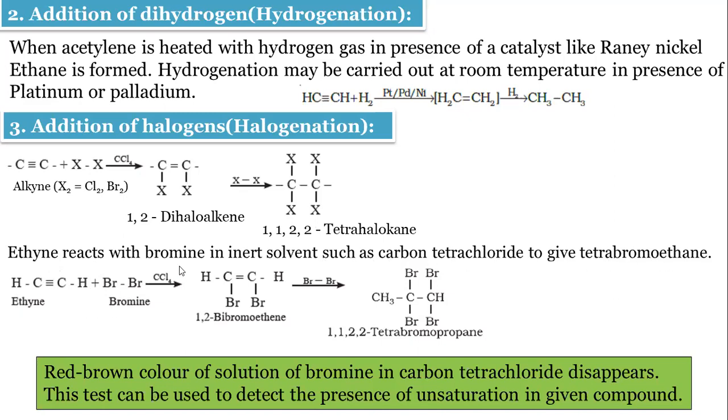So in the first step we get 1,2-dibromo. These two bromines are added on the carbon-carbon triple bond. So the triple bond is converted into double bond in the first step, and this double bond is converted into single bond. This is 1,1,2,2-tetrabromo compound. This bromine is a dark red colored liquid.